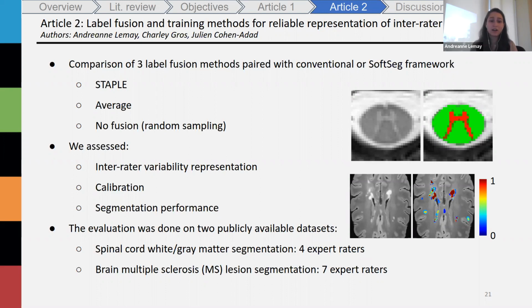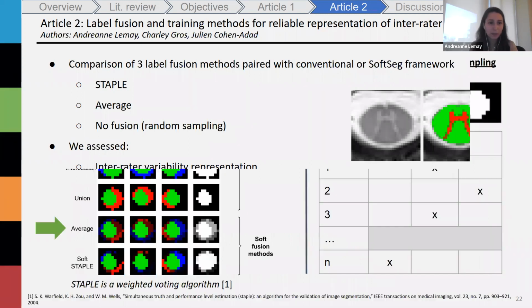We did this using two of the data sets that I have just presented. The spinal cord gray and white matter data set, which is composed of 4 expert raters per image, and the brain MS lesion data set, which is composed of 7 ratings per image.